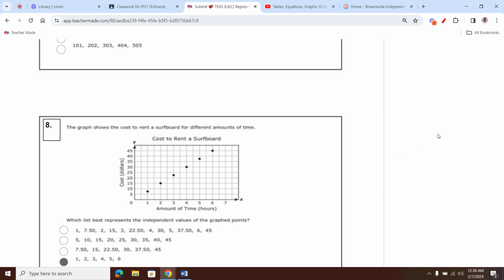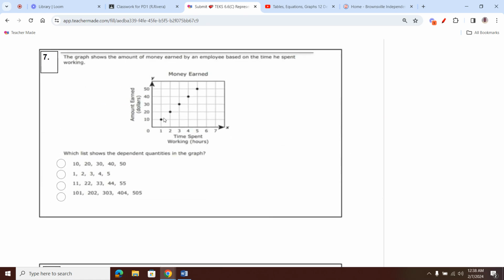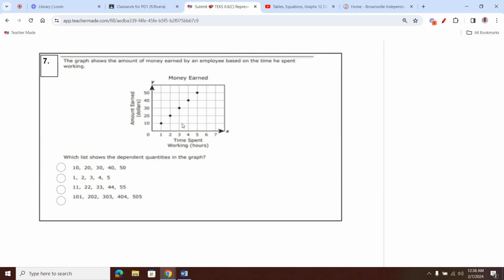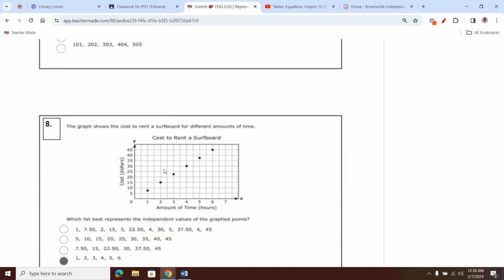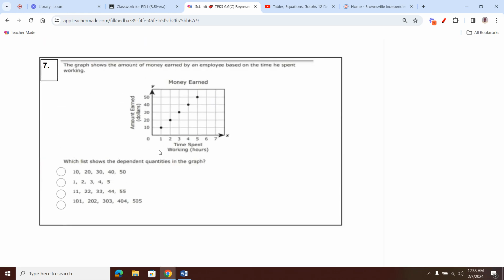The way I did number 8, you're going to do number 7. Yours is easier because they're all whole numbers. I got the hard one because it fell between. So number 7, you're going to do it by yourself. You're going to write the table on the side in your journal, get all the points, and then check what they want. In this case, they say which list shows the dependent quantities in the graph. So in your journal, you're going to write question 7 and do it.